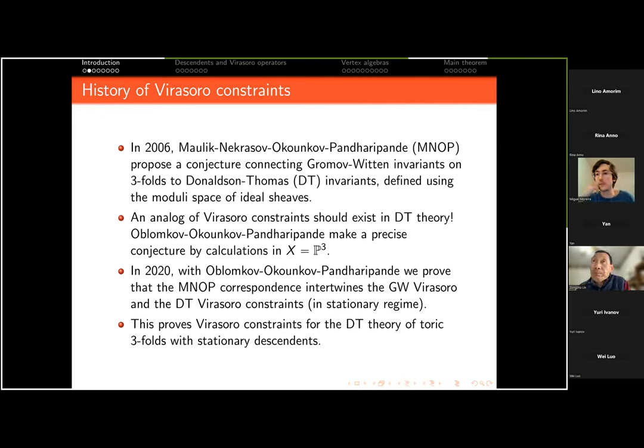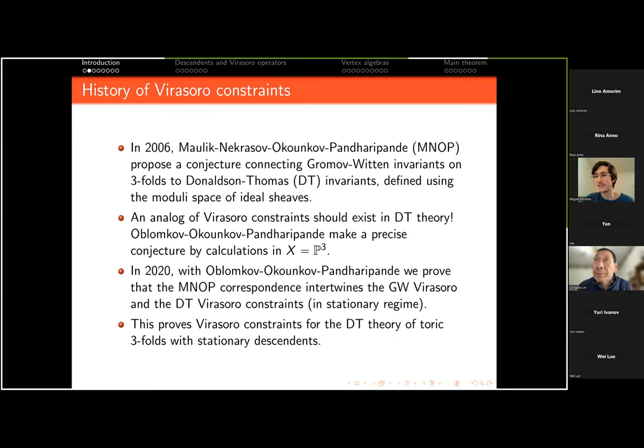So stationary descent just means that we do not allow... So in Gromov-Witten theory, the descendants are basically a product of a psi class and some class that's pulled back via an evaluation map from X. And basically, we ask that the classes that we pull back from X all have degree at least 2.